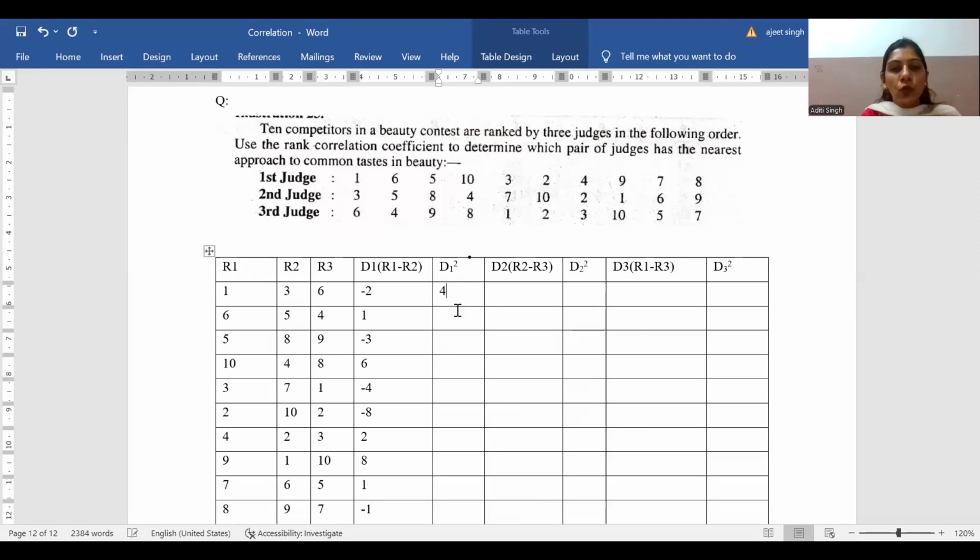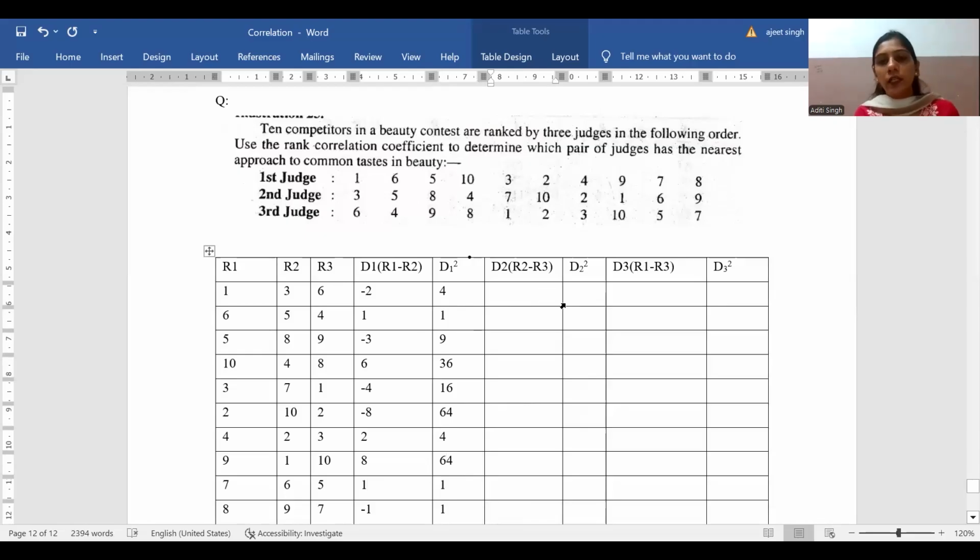Okay, now let's do the D1 square. 2 into 2 is 4. It's 1. 3 into 3 is 9. 6 into 6 is 36. 4 into 4 is 16. 8 into 8 is 64. 2 into 2 is 4. 8 into 8 is again 64. It's 1 and it's also 1. Okay, so we have calculated D1 square.